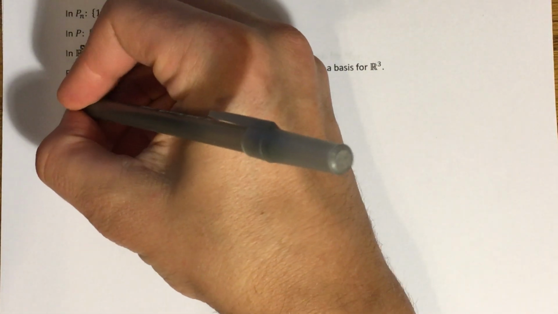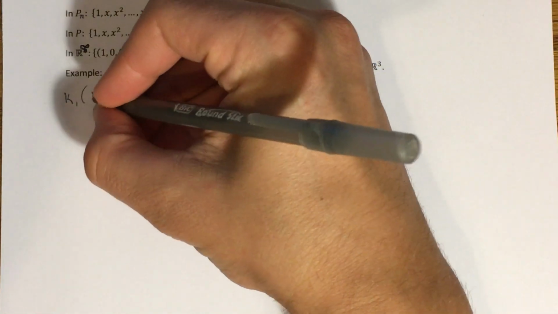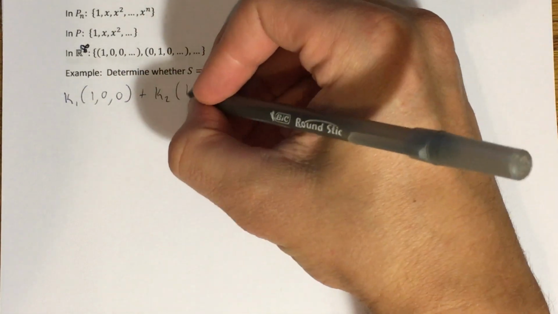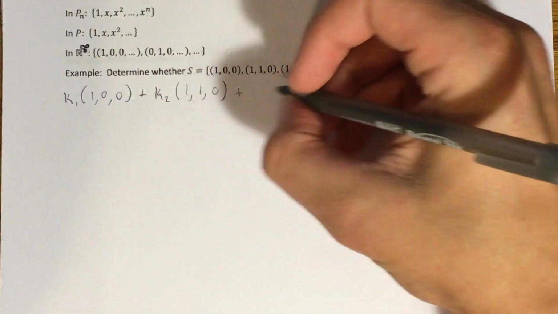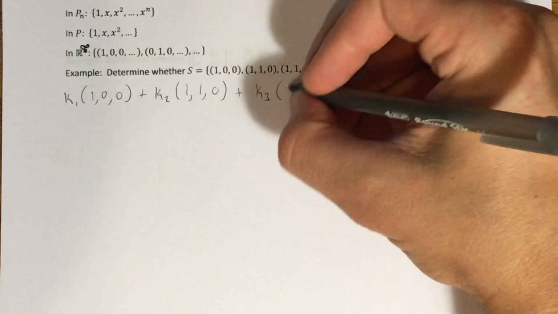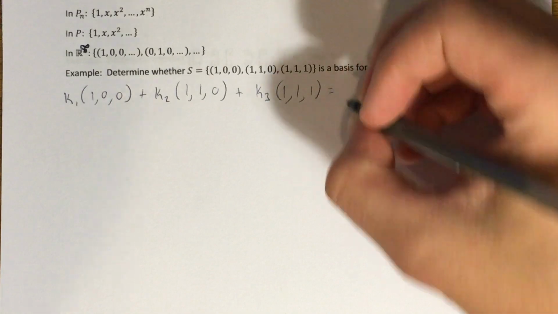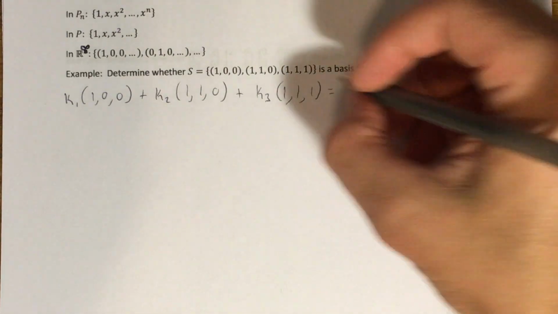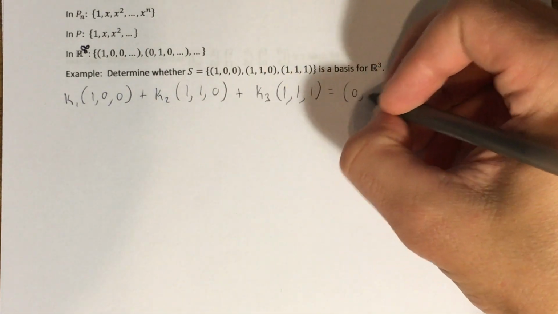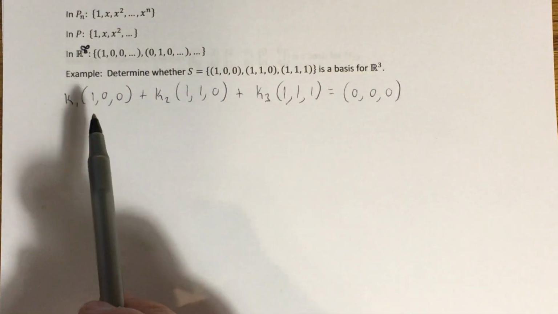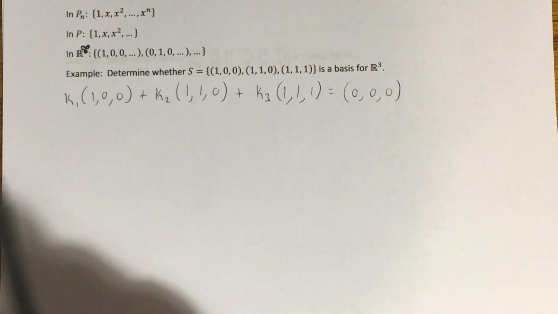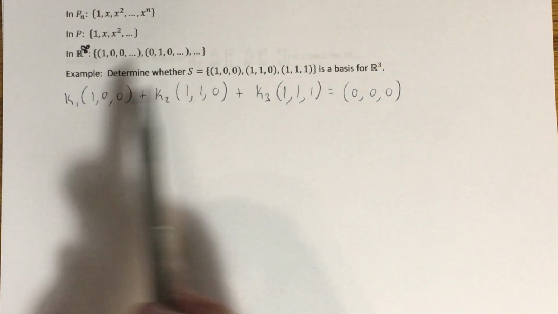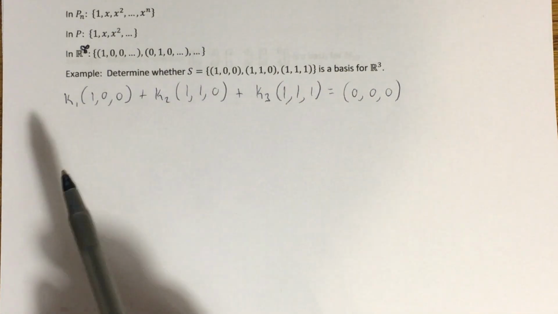Well, remember, we construct a linear combination of those vectors. So k1 times (1, 0, 0) plus k2 times (1, 1, 0) plus k3 times (1, 1, 1). And because we're talking about linear independence here, we set that equal to the 0 vector. And now the question becomes, for the k's, for all of these scalars, do they all have to be 0, in which case we have linear independence, or is it possible that there's a non-trivial solution for those?